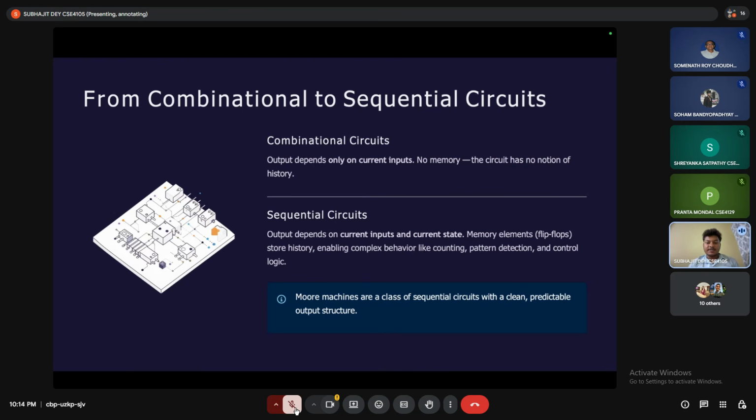First is combinational circuit and sequential circuit. In a combinational circuit, the output depends only on the current input, and there is no memory. So the system does not remember any past input. But in a sequential circuit, the output depends on both the current input and the previous state. That means this circuit has a memory element like a flip flop. That's why this circuit can perform complex tasks like counting, pattern detecting, etc.